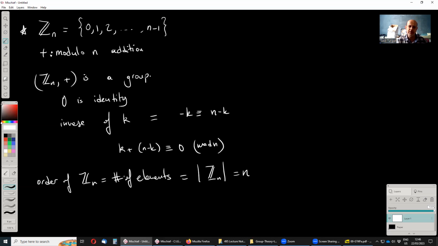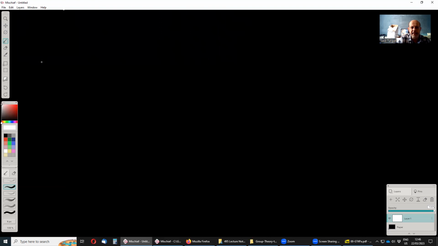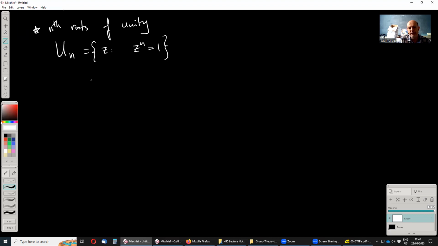So in a moment, I'm going to talk about another group called the nth roots of unity. Here I'm using the Un symbol for that. Basically, these are complex numbers where the nth power is equal to 1, right? Or you can think of this as the roots of the polynomial equation z to the n minus 1 equals 0, right?